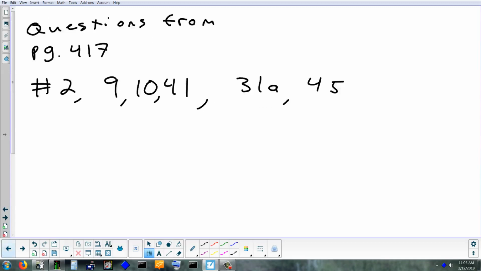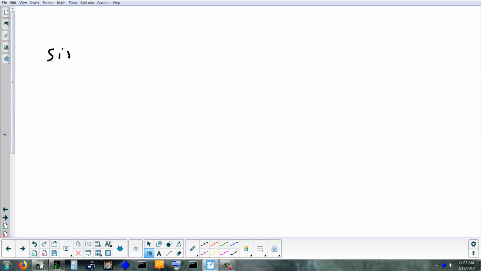Let's look at 41. 41 says, solve each equation for x, find exact answers when possible, and then check your answer on the calculator. Sine x squared minus 1 equals 0.